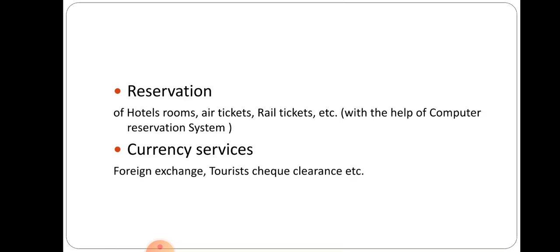Currency services. A travel agent and tour operator also provide currency services to the tourist. An authorized travel agent, authorized by the RBI, deals with currency exchange and traveler's cheque clearance.